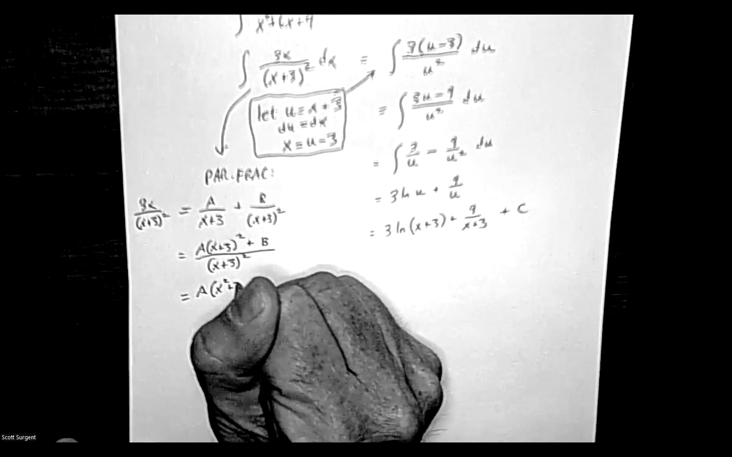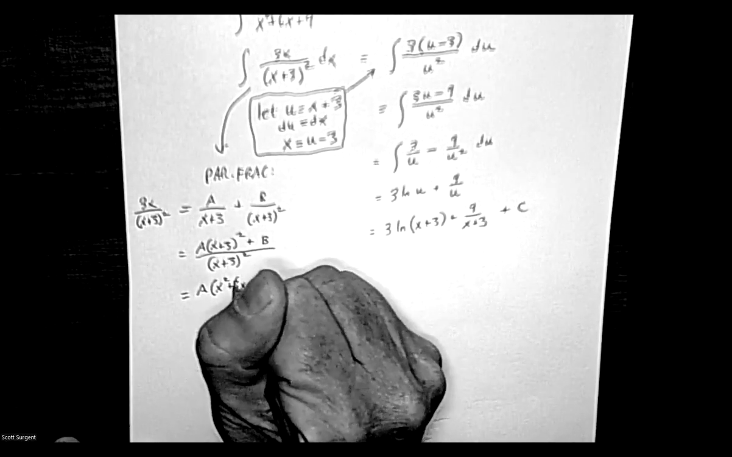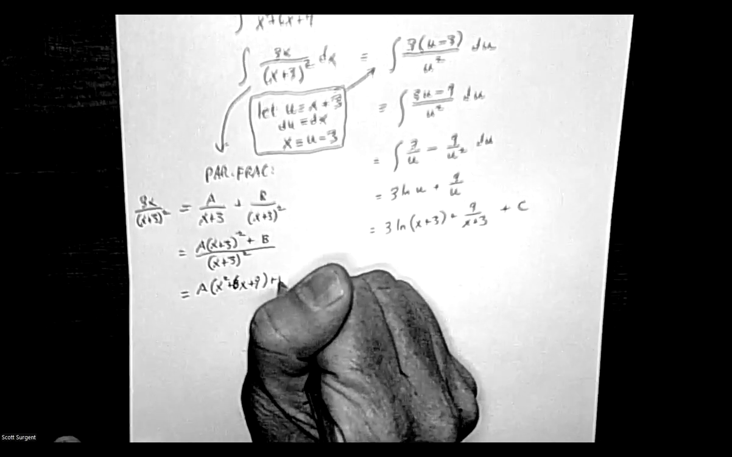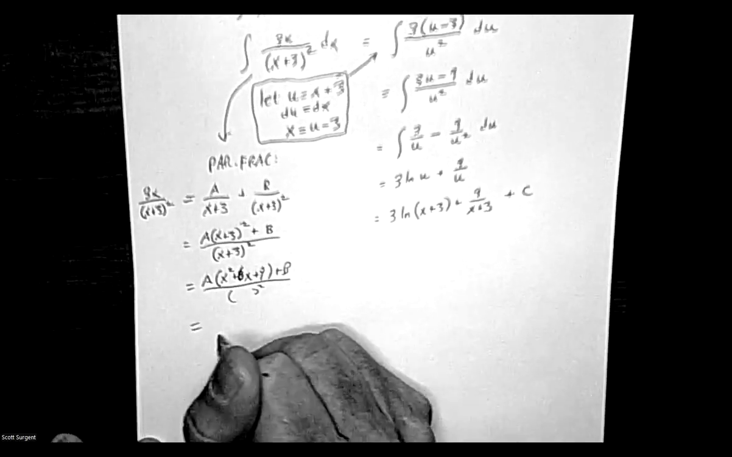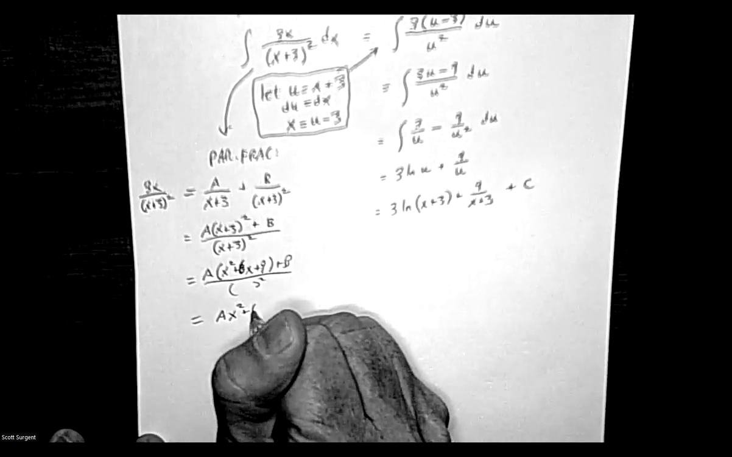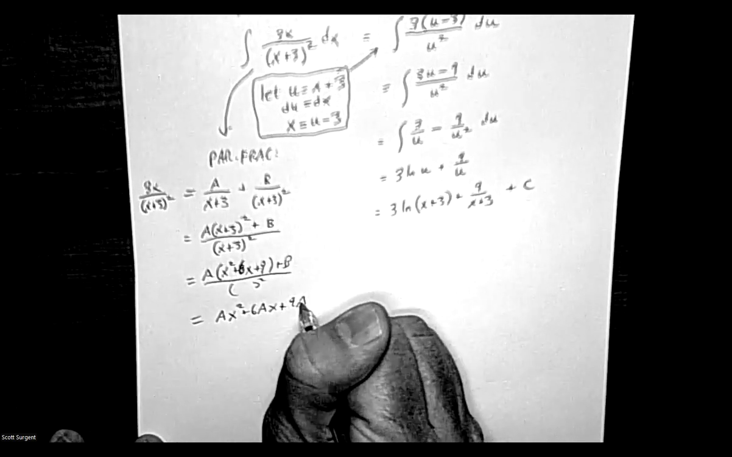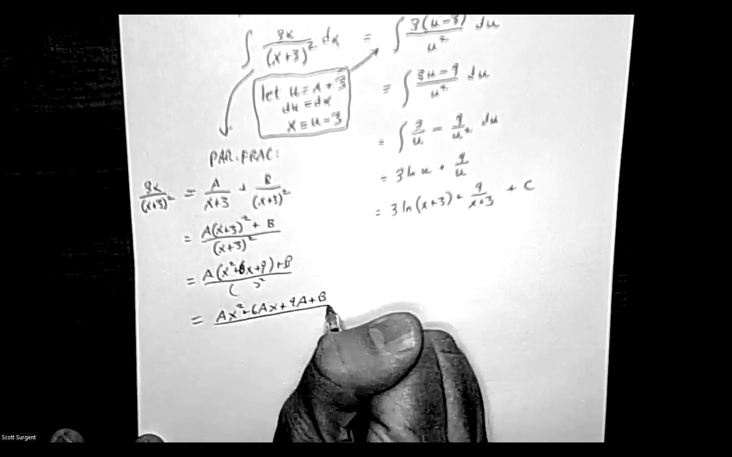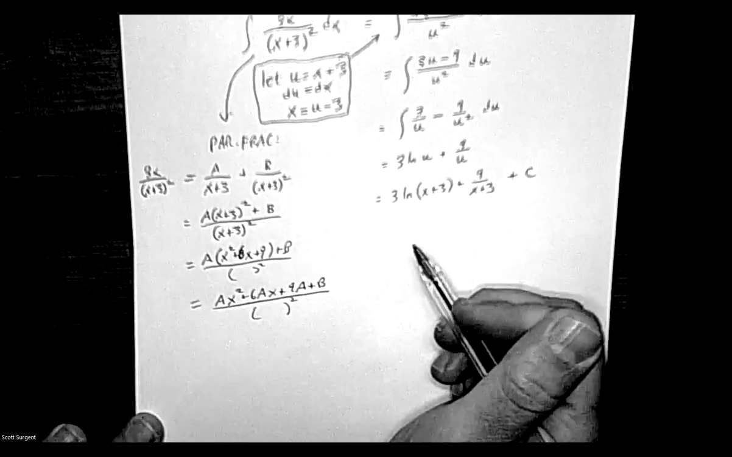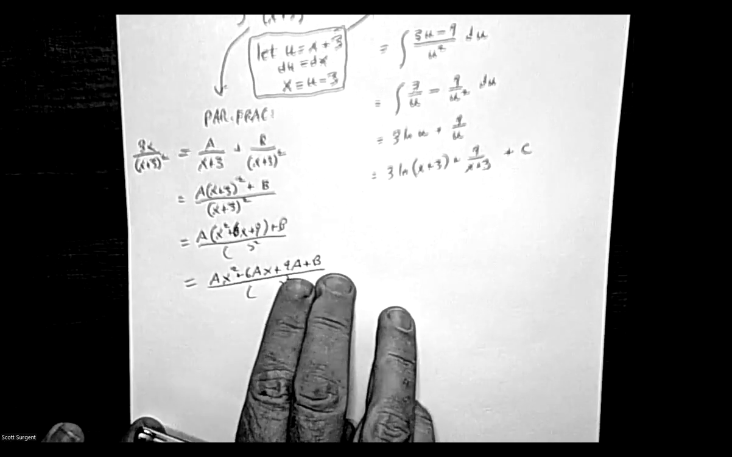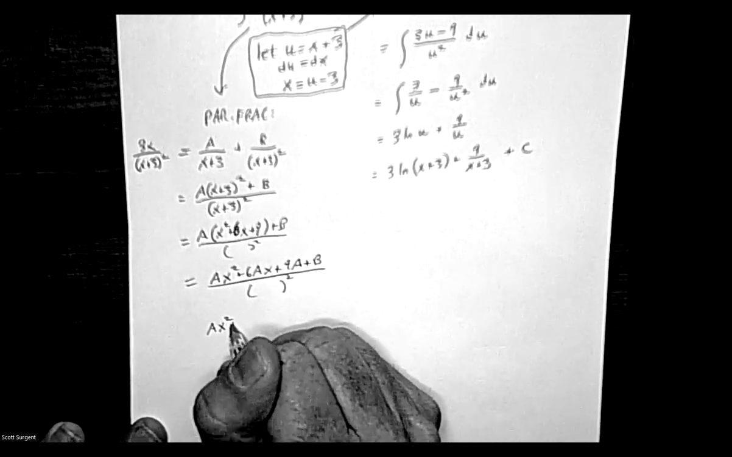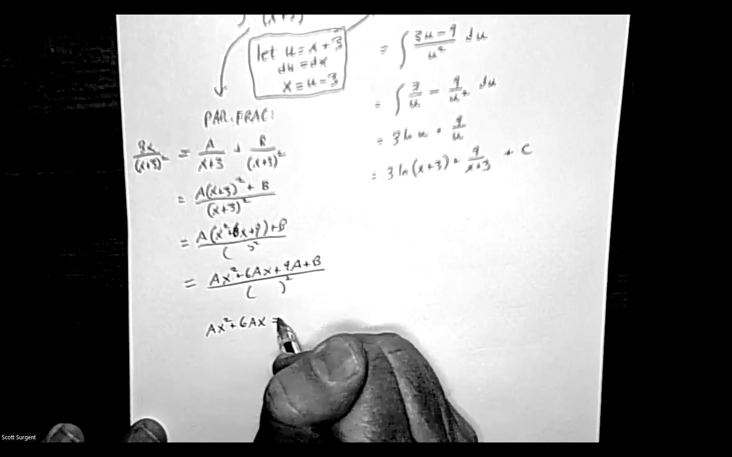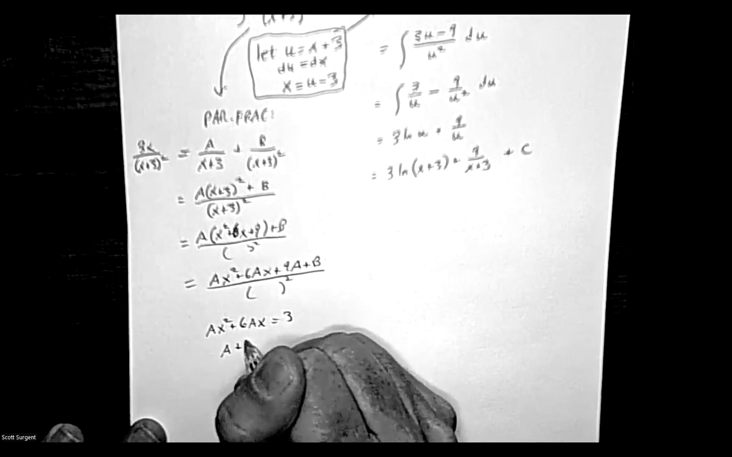Oops, that's 6x plus 9 plus b over the bottom squared. And then ax squared plus 6ax plus 9a plus b over the bottom squared. And then the main thing is that you take the parts with x, ax squared plus 6ax, which has to match up to 3. So a plus 6a.